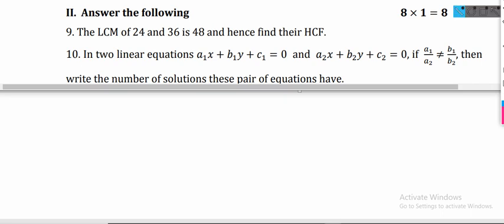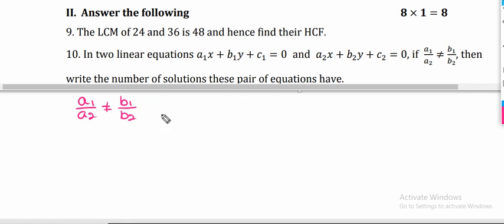In two linear equations a1x plus b1y plus c1 is equal to 0, a2x plus b2y plus c2 is equal to 0, if a1 by a2 is not equal to b1 by b2. So what is the condition of this one? A1 by a2 is not equal to b1 by b2 means, you already know the conditions of the graph lines of the linear equations, these two lines intersect each other. That means, given that, the number of solutions of this pair.